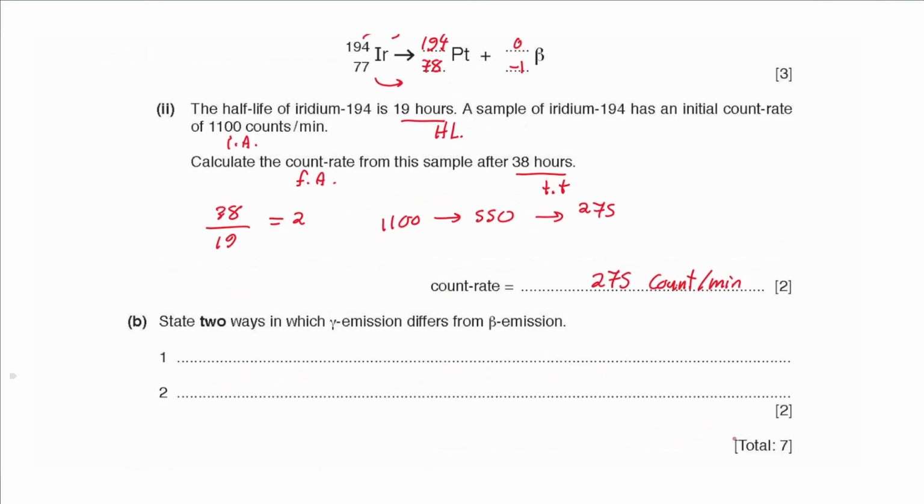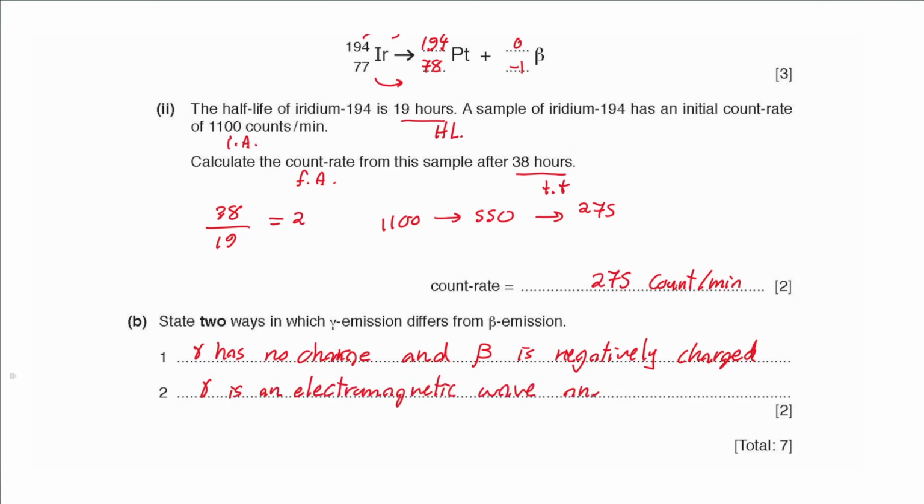Part B says state 2 ways in which gamma emission differs from beta emission. We can say gamma has no charge and beta is negatively charged, or we can compare speeds and masses. Gamma has no mass and beta moves with a very high speed, close to the speed of light. Or we can say that gamma is an electromagnetic wave and beta is an electron, which is the nature of the radiation. So this was the end of the exam.